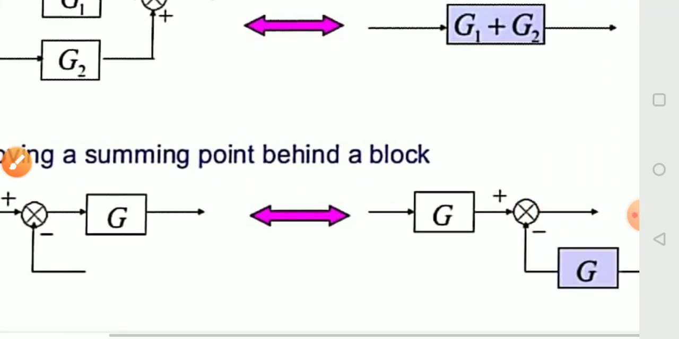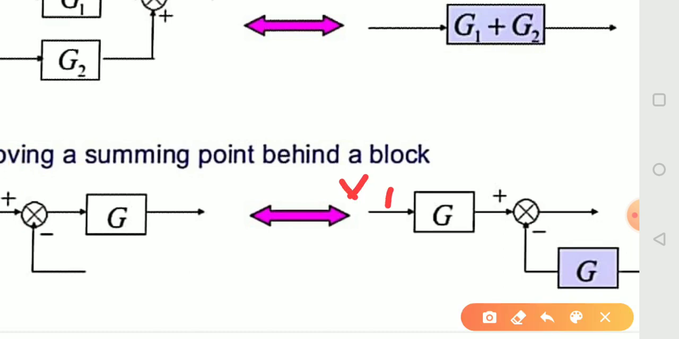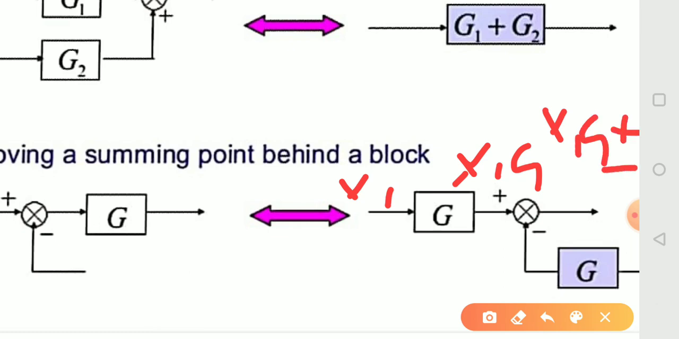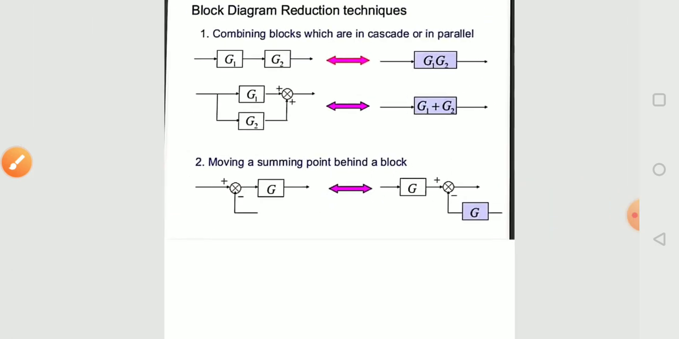So for this block, if the signal is x1, then the output is x1 into G, and after this it is a summing point, and the output is x1G plus or minus x2G. We know that here the signal is x2, so by this we can get the same output.